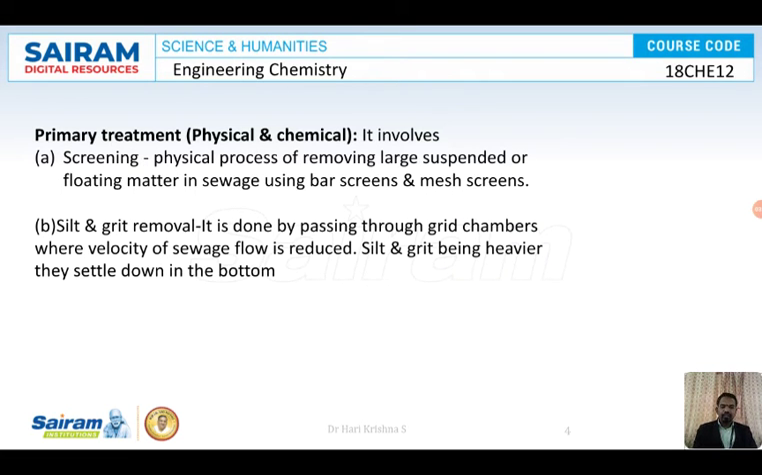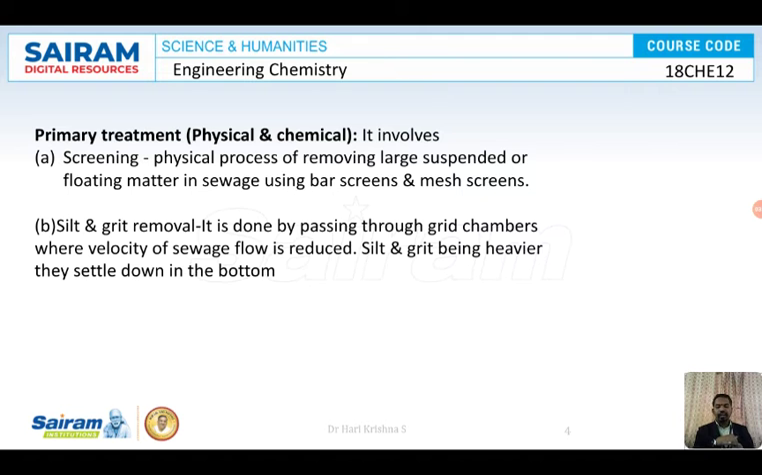When water is allowed to settle in the sedimentation tank, suspended particles will settle. Coagulants like ferric chloride or lime are added to remove the non-settled particles. Once the solid particles are removed, there are still some small suspended and colloidal impurities which pass through even the smaller mesh. These can be removed by adding coagulants like ferric chloride or alum, where the non-settled particles will be settled. Once it is settled, it is allowed to go to the next step, called secondary treatment.